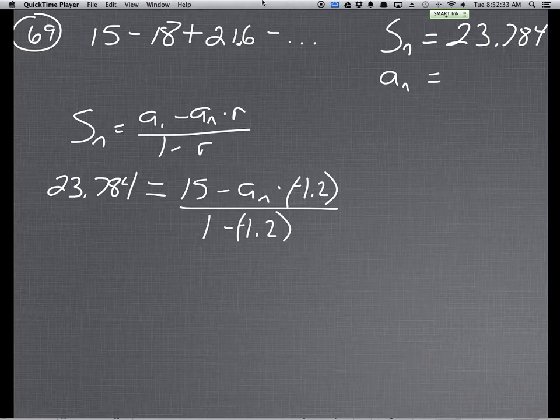So on the bottom, 1 minus a negative 1.2, what does that end up giving me? 1 plus, so that makes it 2.2. What do I do with the 2.2? Multiply by the 23.784. What do I get when I multiply that? 52.3248.